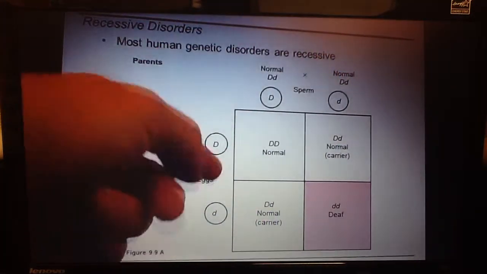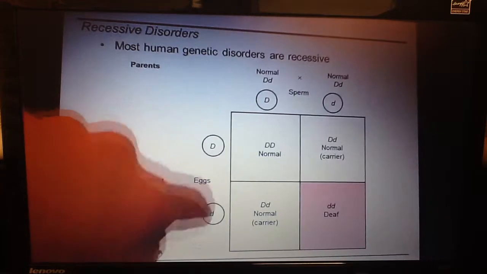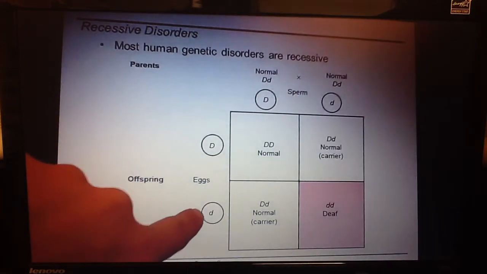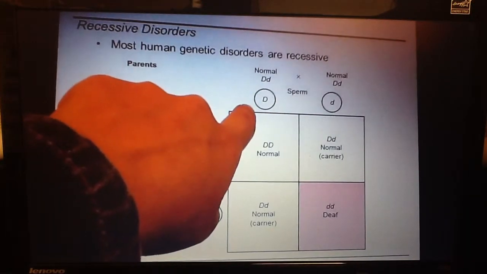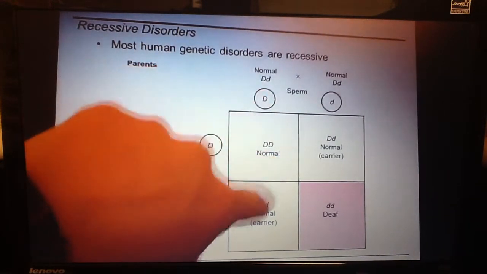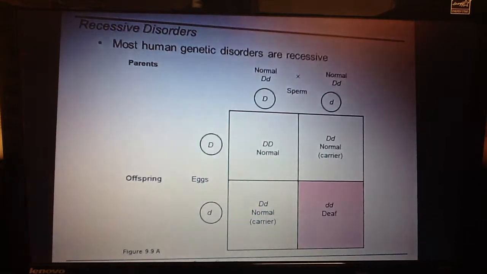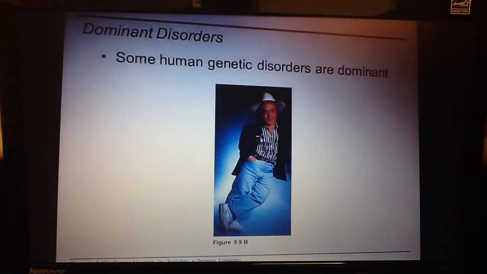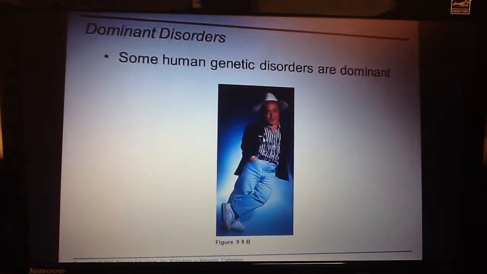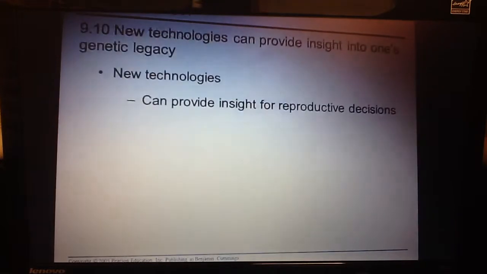However, just because you donate one recessive allele doesn't mean you necessarily are going to produce that offspring. In this case, mom donates the deaf recessive allele, but dad donates the dominant normal allele. And in this regard, we now create a carrier, an individual who looks normal but carries the recessive disorder. Some of the dominant disorders, like dwarfism, are still extremely rare, but they're around.